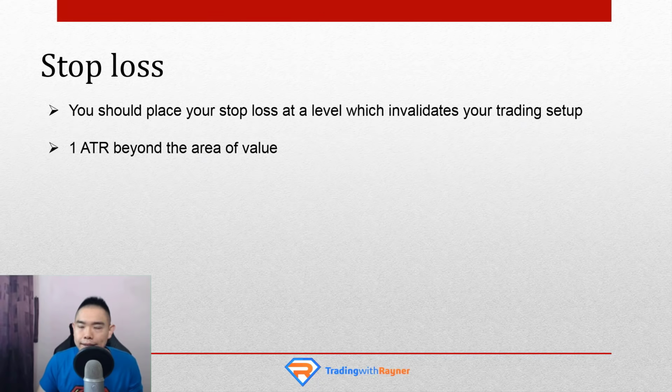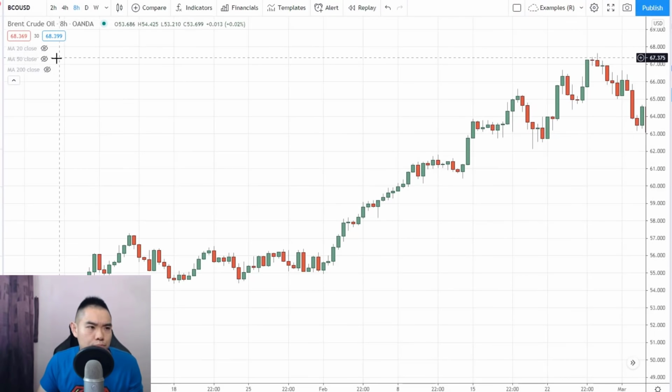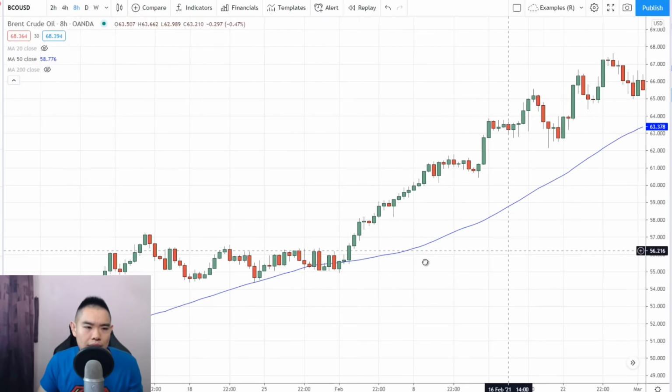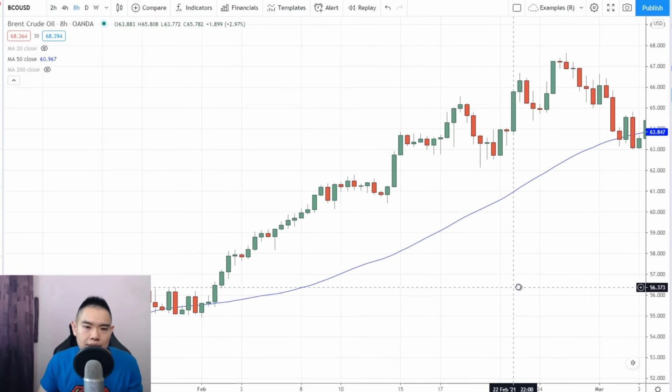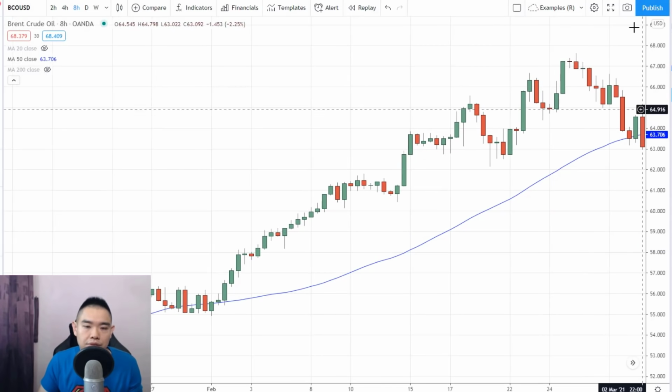Let's look at the chart. This is Brent crude oil, 8-hour time frame. Let's say price came into this area of value, this 50 period moving average. Say you want to go long and enter on the next candle open, because you think this is a valid trading setup. Where do you set your stop loss? Well, you want to set it 1 ATR below your area of value.